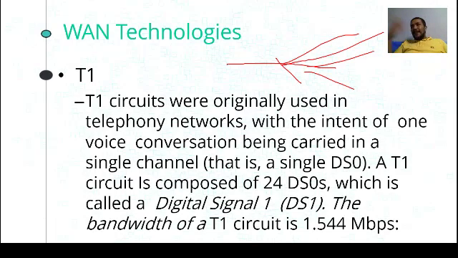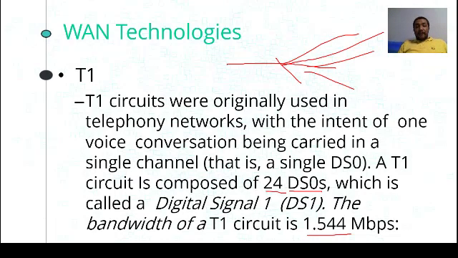Okay? But eventually, this T1 technology evolved, okay, it became better known as a data or a WAN technology. Okay? So, for every channel, there's about 64 kilobits, okay? And we call that channel a DS0. So, your T1 has 24 DS0s. Okay? And T1 is also called Digital Signal 1.